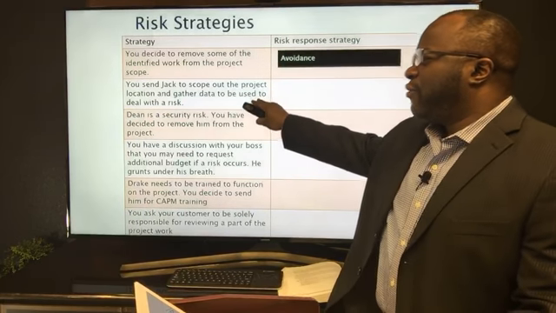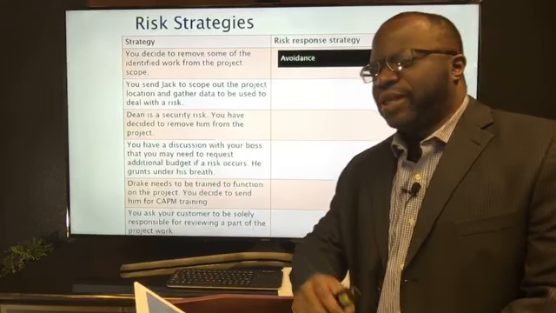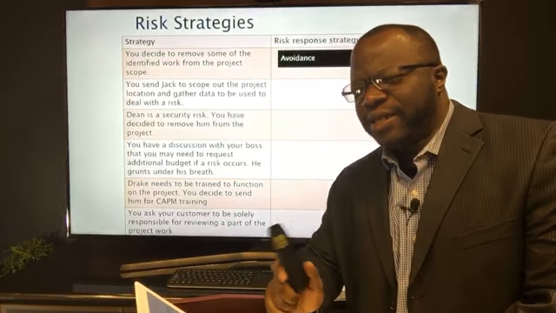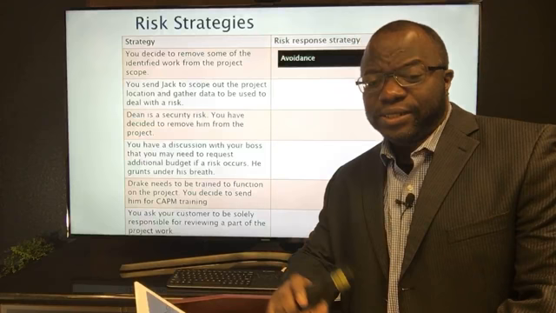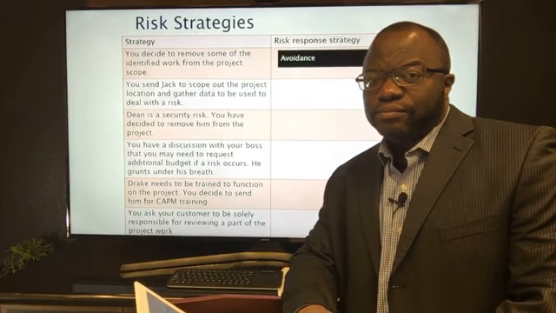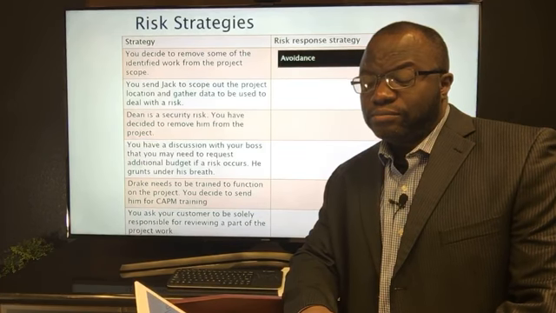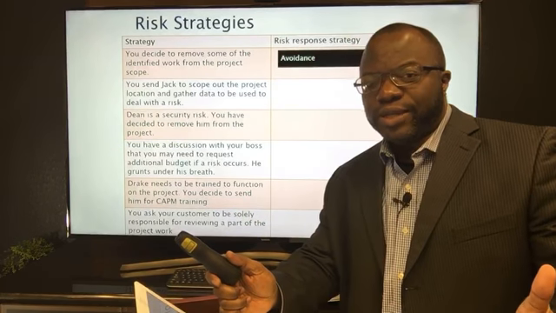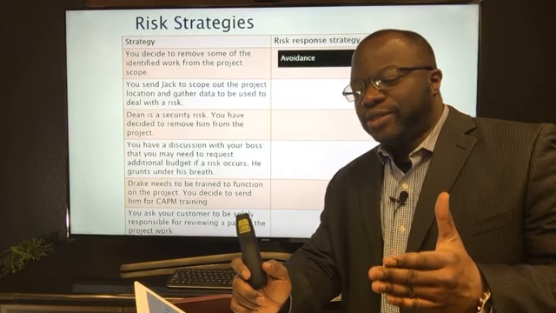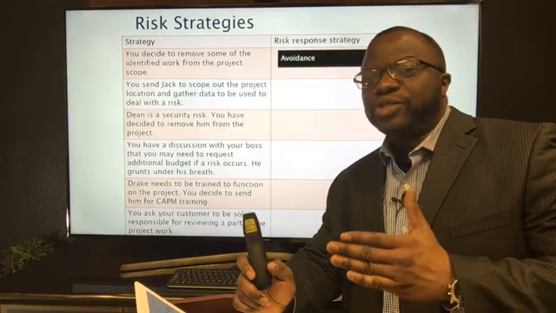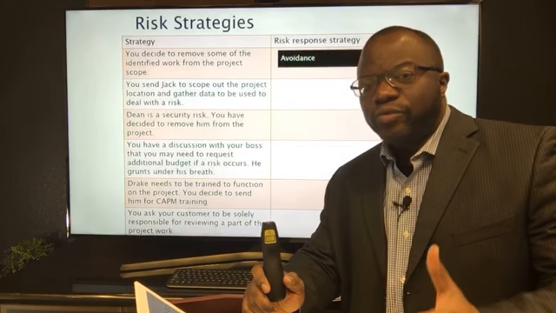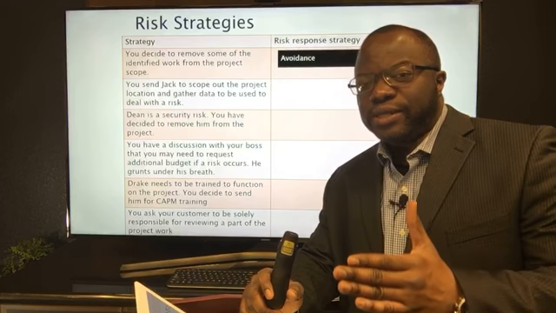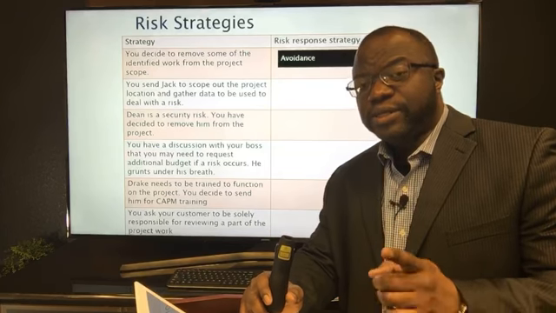So if you're gathering data to be used to deal with a risk if it occurs, it means that you're not going to do anything about it. If it happens, then we're going to do this. But your strategy is not, we're going to do this to make sure it does not occur. You see? There's a difference.